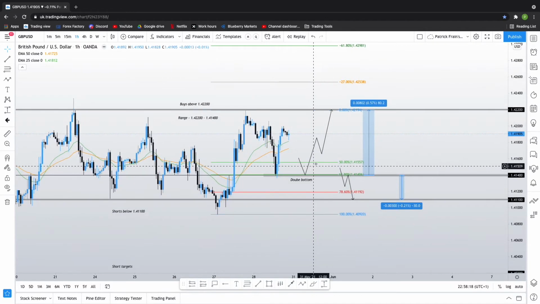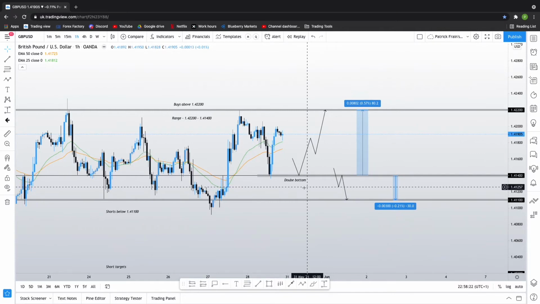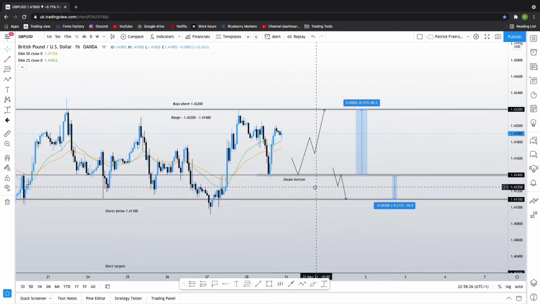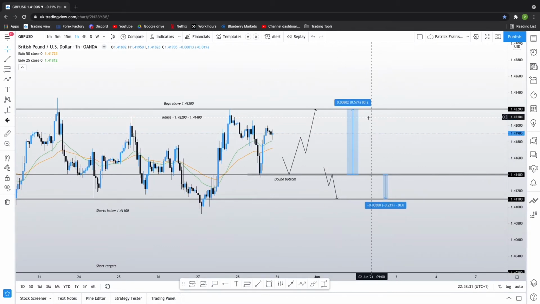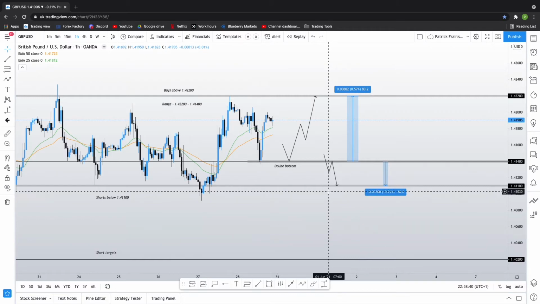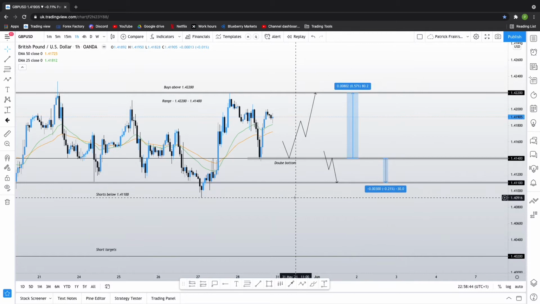Another scenario we do have is if price pushes back down to our key level at 1.41400 for a potential double bottom. If we do see wick rejections rejecting this level, we can look for buys back up to the highs at 1.42200, which is around 80 pips. However, if we do break this level, we can look for a break and retest and then shorts back down to the lows at this level of support at 1.41100, which is a possible 30 pip move to the downside.